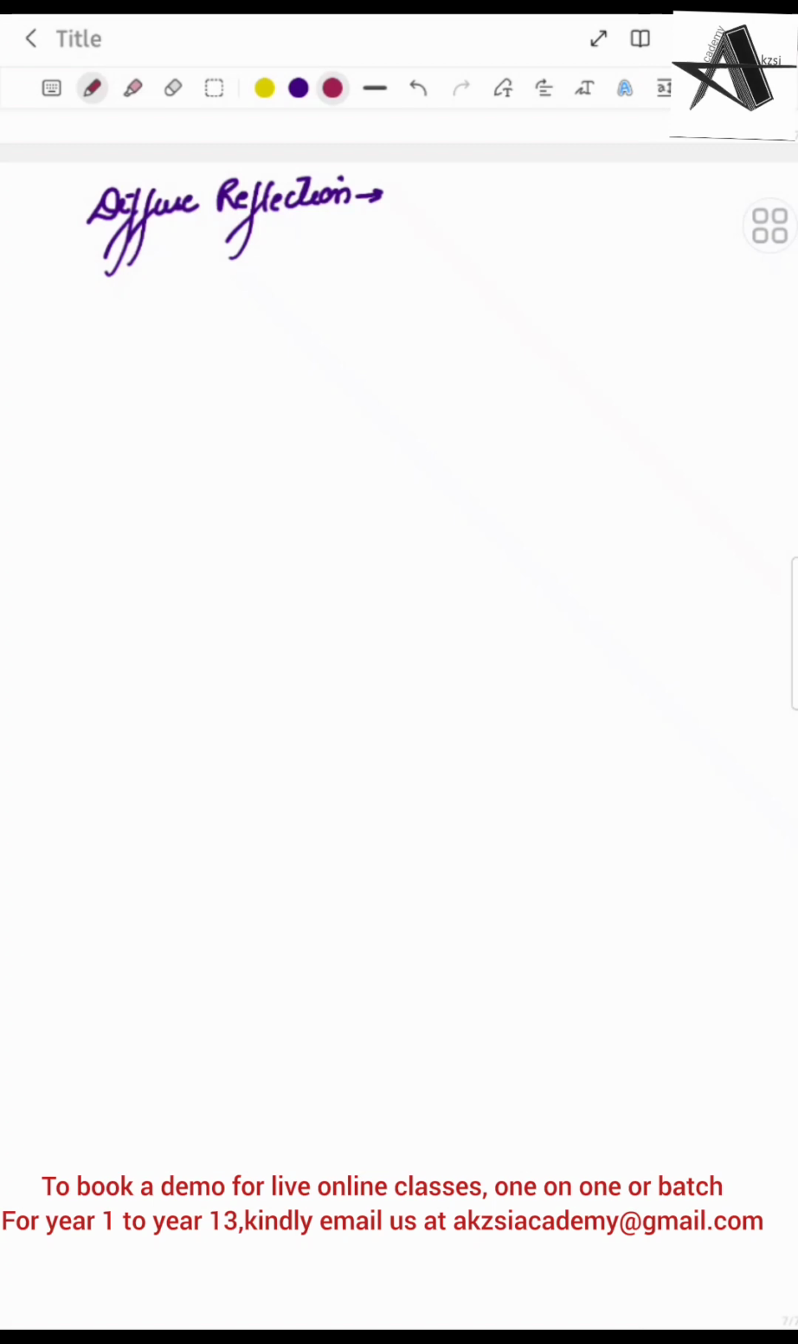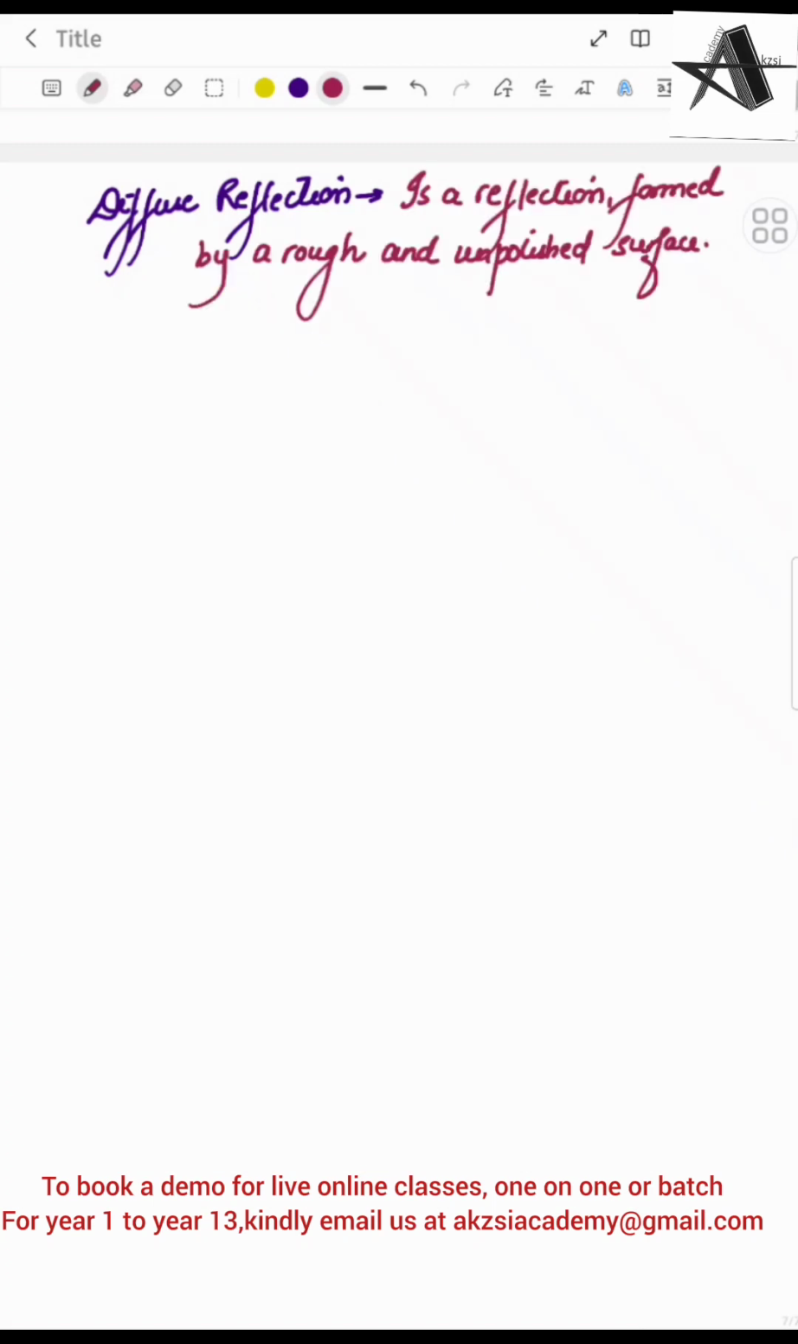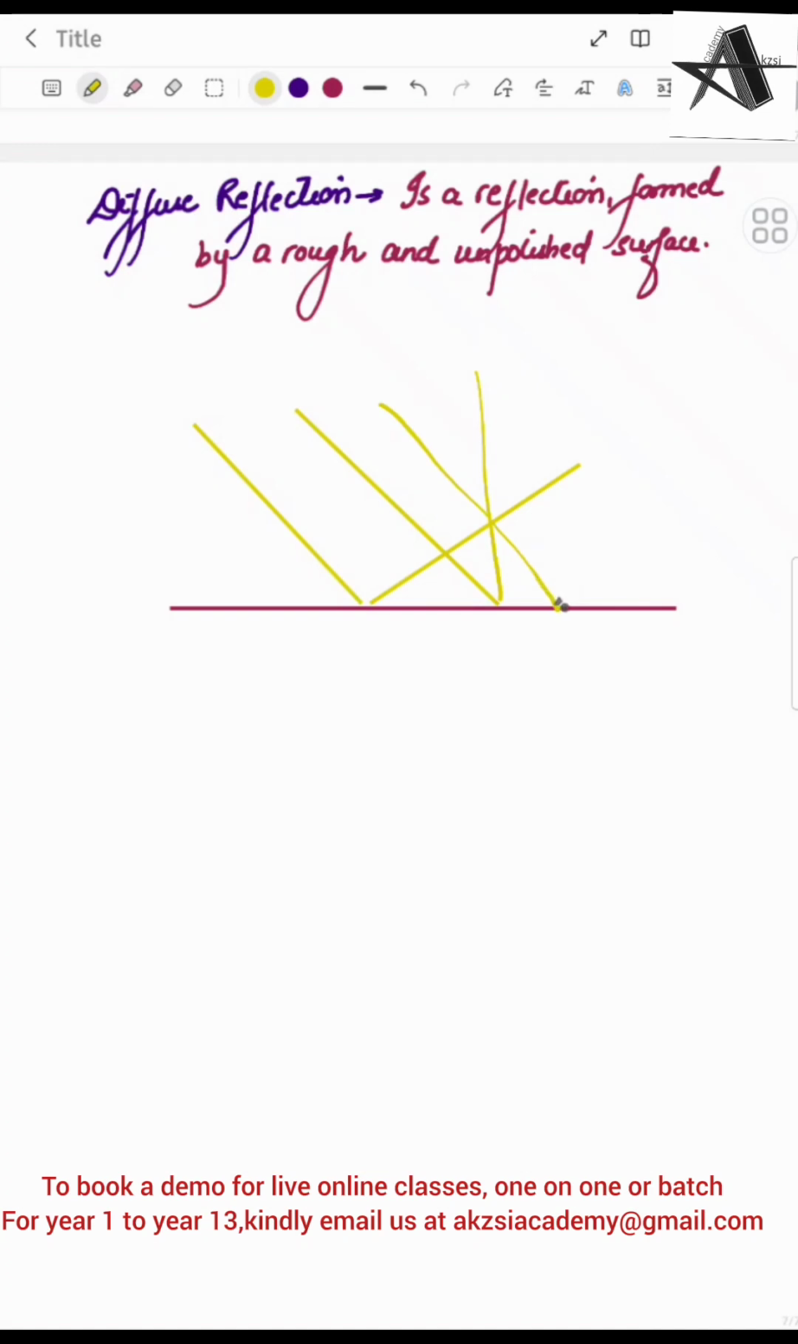So you can say a diffuse reflection is a reflection formed by a rough and a very unpolished surface. If we see this one, suppose it's a surface, this is a light ray, maybe reflection will occur like this. Next ray reflection will occur like this. Next ray reflection will occur like this. So you can clearly see they are not meeting at one point.